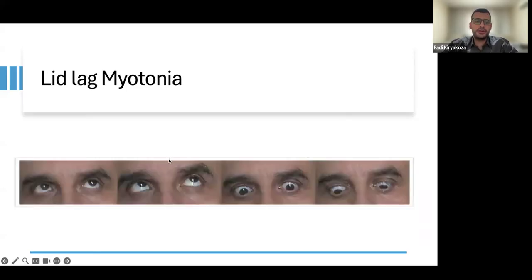And here is a demonstration of lid-lag myotonia. First, we ask the patient to look at the ceiling, and then we ask him to quickly look downward to the floor. As you can see, the eyeball is already looking down, but the eyelid is lagging, and the sclera is largely visible.